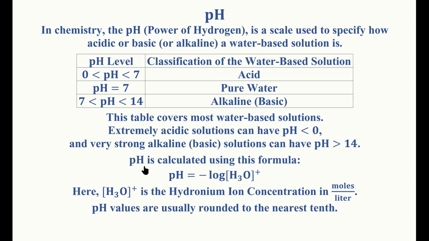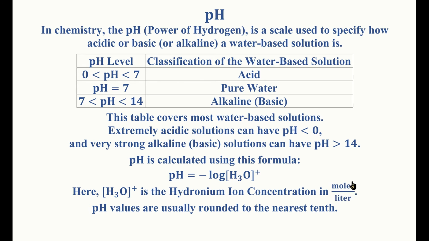So we calculate pH using this logarithmic equation. We have pH equals negative log of this complicated looking thing. It's basically just H3O+. This here is called the hydronium ion concentration. The units we use for that is moles per liter. You can probably consult your chemistry book or your chemistry teacher for more information on that.